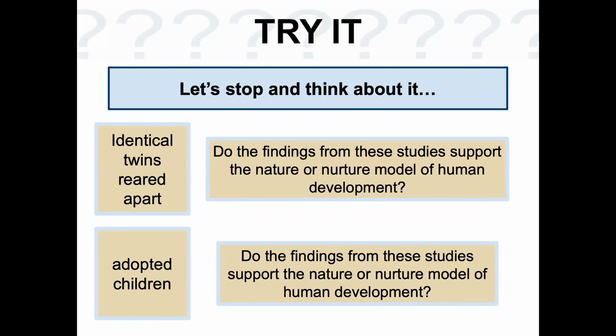So let's stop and think about identical twins reared apart. Those monozygotic twins that, for whatever reason, are reared in separate homes. Do the findings from these studies support the nature or nurture model of development? Well, there's a lot of information that supports more of a nature model of development, and underlying genetic influences on who we become seem to be quite important. Adopted children, do the findings from these studies support the nature or nurture model? Again, a lot of the information shows us that there isn't a lot of effect of the environment on things like the personality that we end up with, which is fascinating to really think about.